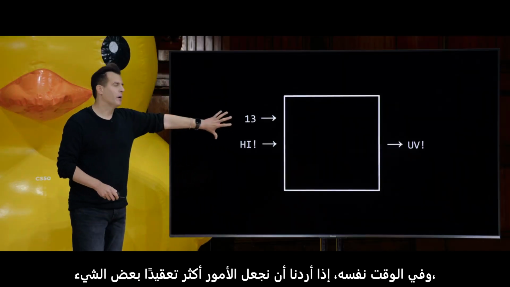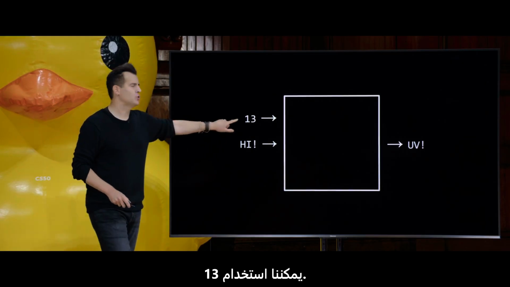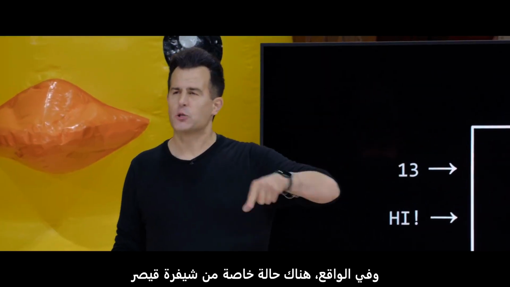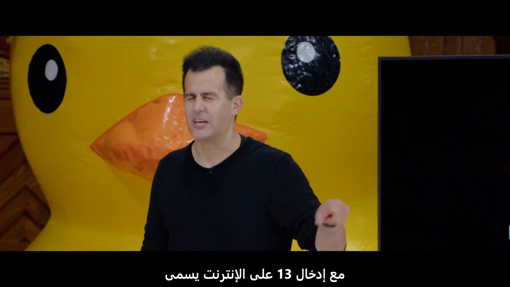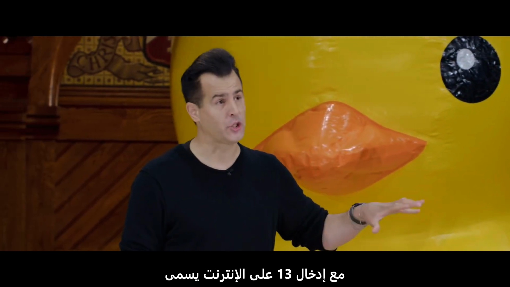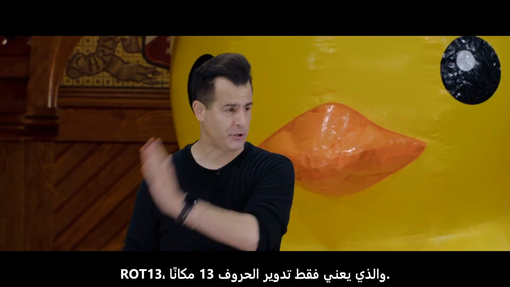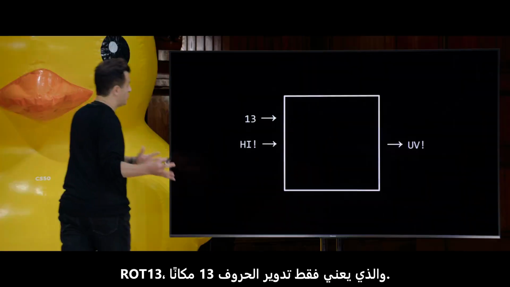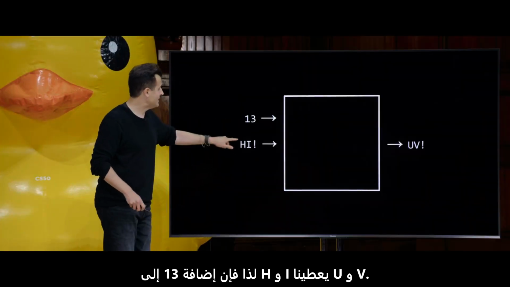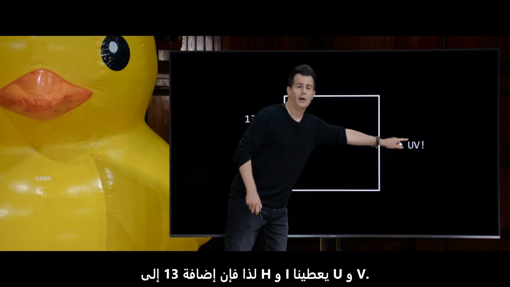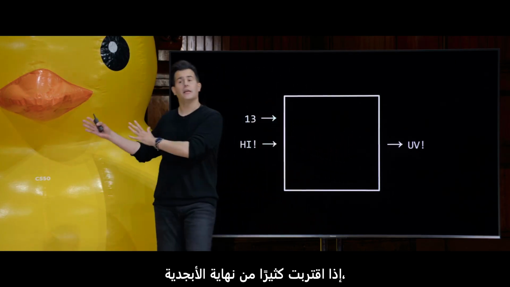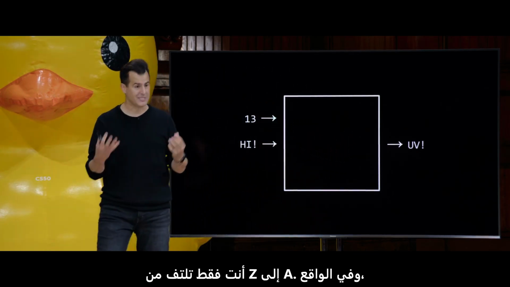Meanwhile, if we want to make things a little more sophisticated, we could use 13. In fact, a special case of the Caesar cipher with an input of 13 is called ROT13 on the internet, R-O-T 13, which just means rotate the letters 13 places. So adding 13 to H and I gives us U and V. If you get too close to the end of the alphabet, you just wrap around from Z to A.